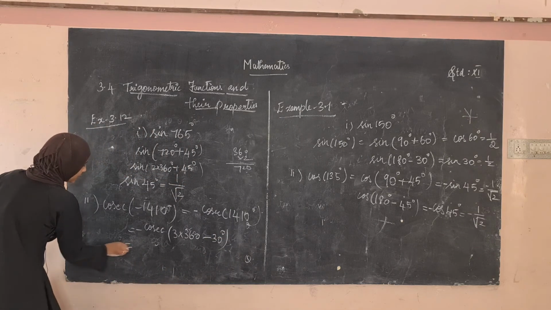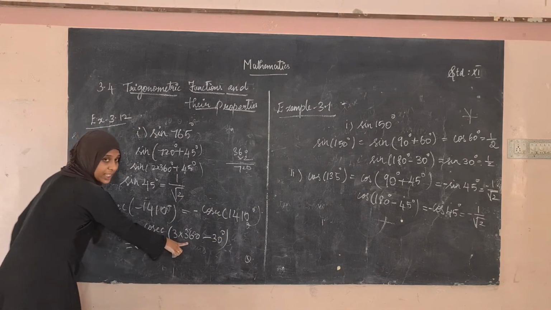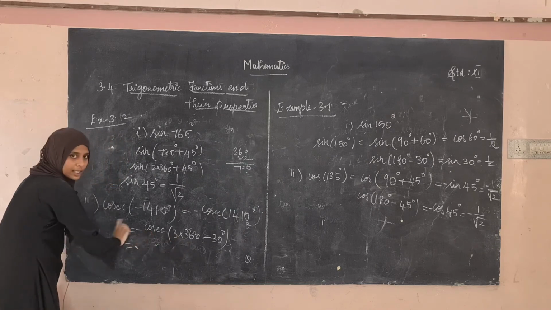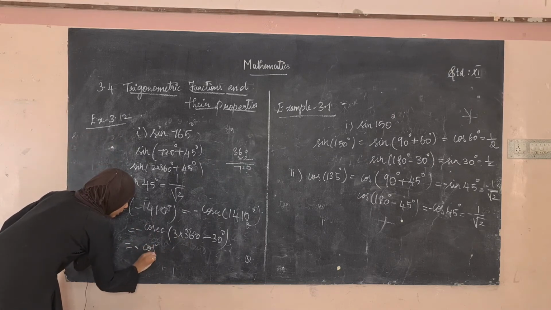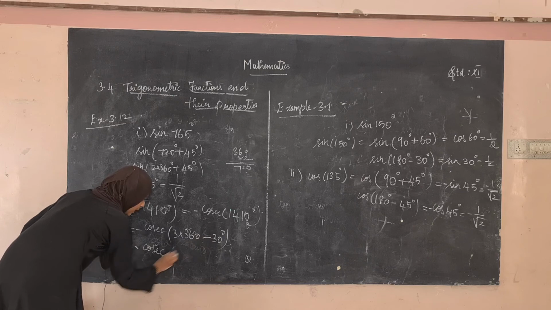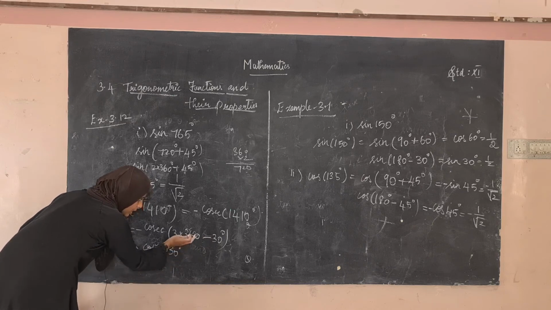So minus as it is. So cosecant இங்க வந்து 360 degree இருக்கு. 360 degree இருக்கனால இது சேஞ்ச் பண்ண கூடாது. Therefore cosecant 30 degree as it is. What is 360 minus 30?